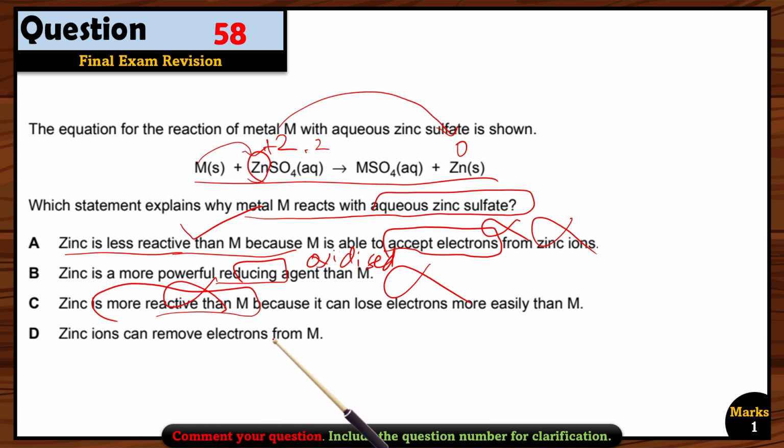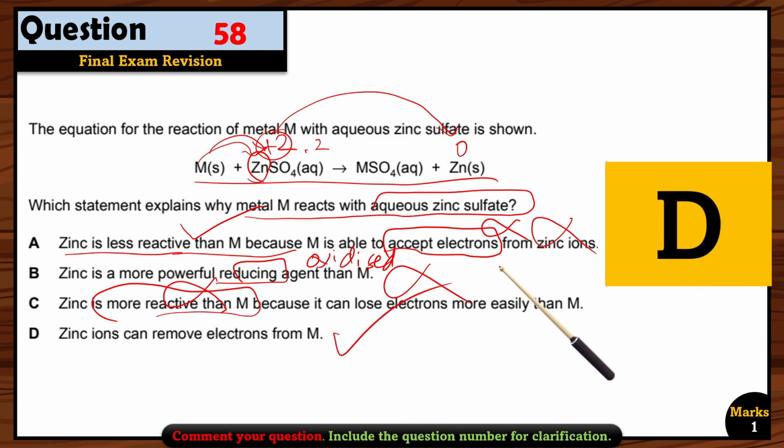Zinc ions can remove electrons from M. Yes, this option is right. Why? Because zinc has gained those electrons from the M. It has removed the M electrons, and it has taken those electrons to become a zinc metal. So option D is the right option over here.